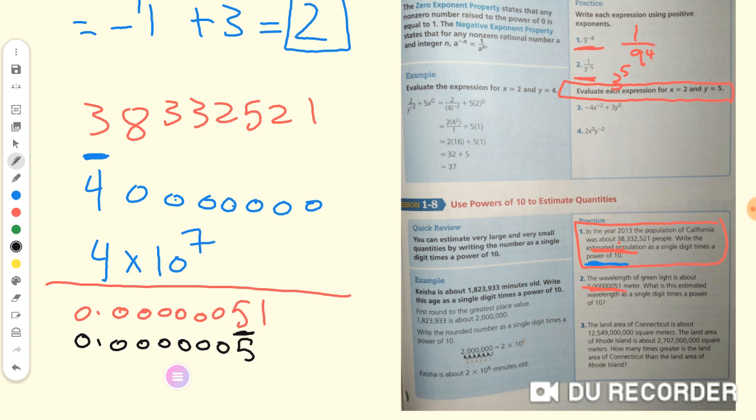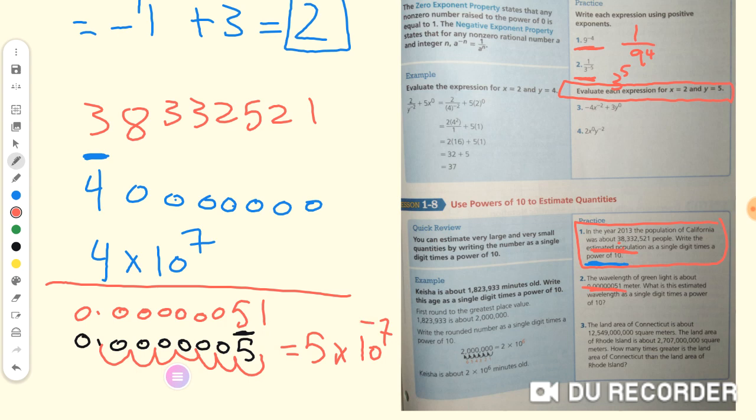0.1234565. Now I want to write it as a number times 10 to the power, so I have to remove the point. How many places? 1, 2, 3, 4, 5, 6, 7. Put the point here, so it will be 5. So it equals 5 times 10 to the power 7, but this is a small number, so it's negative 7.